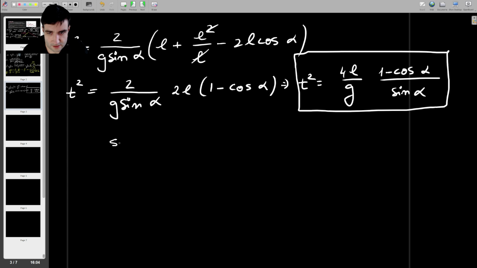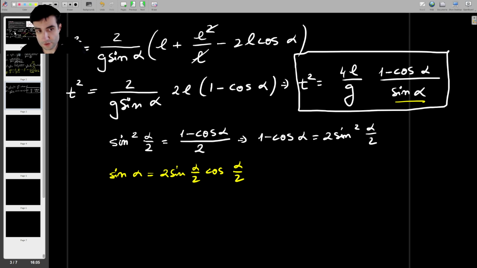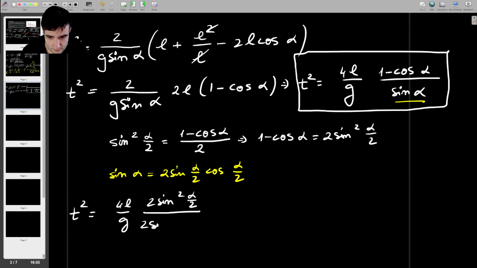And that gives us this time, which we can actually simplify a bit more. The way we can do that is we use the double angle identities. So we say that sine squared of alpha over 2 is 1 minus cosine of alpha divided by 2. So 1 minus cosine of alpha is 2 sine squared of alpha over 2, and also this denominator, the sine alpha, can be written as 2 sine alpha over 2 cosine of alpha over 2, which will give us that t squared is 4L over g. So on top we have 2 sine squared of alpha over 2, and on the bottom we have 2 sine alpha over 2 cosine of alpha over 2.